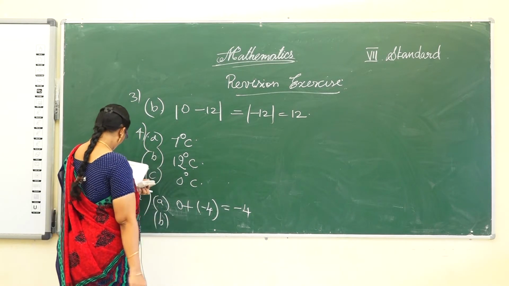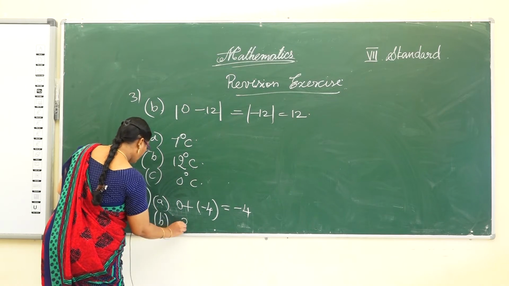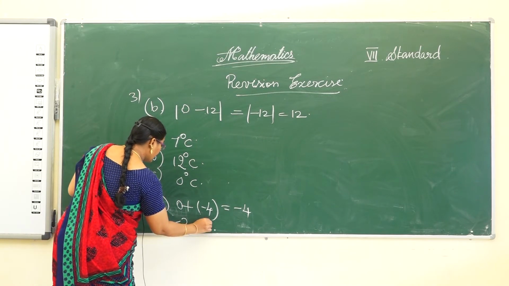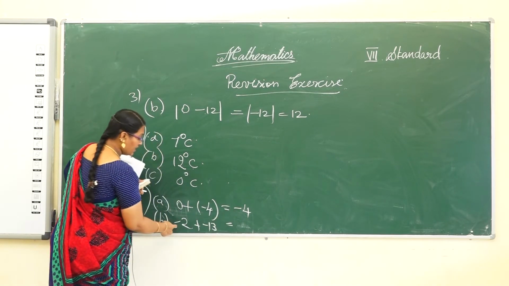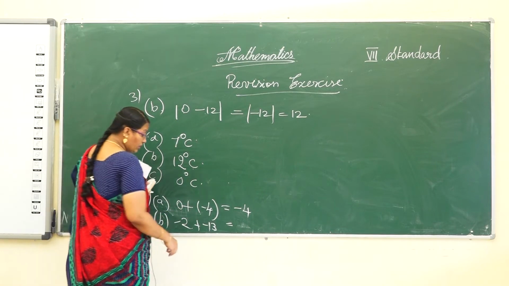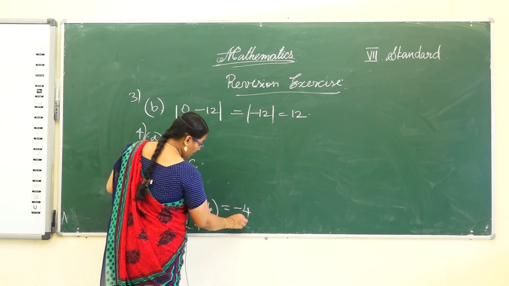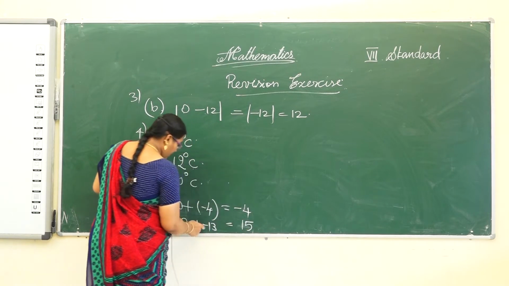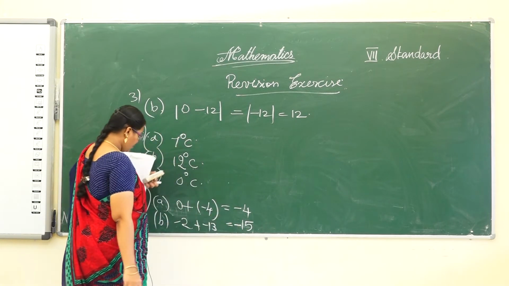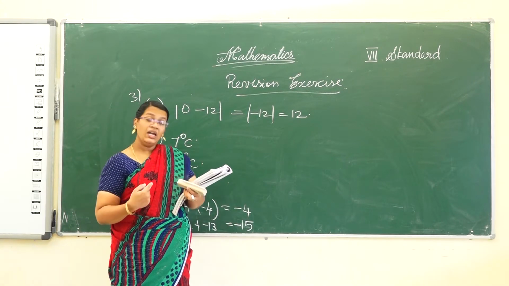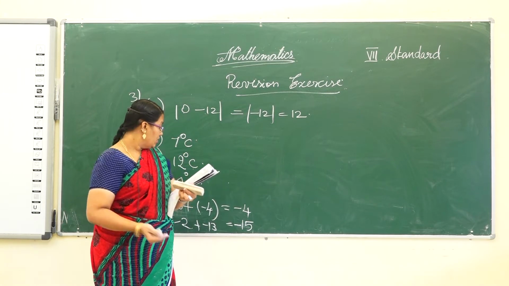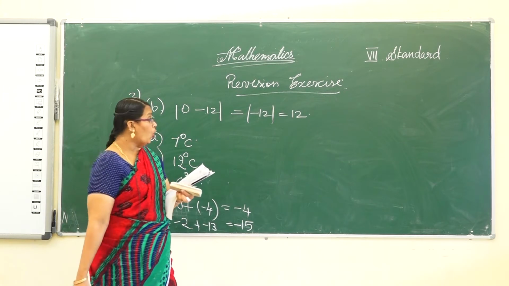And B, minus 2 plus minus 13. Here both signs are the same, so add and put the same sign. Add 2 plus 13 is 15, with the same sign, minus. I hope you understand the addition of integers. So the remaining two problems are homework.